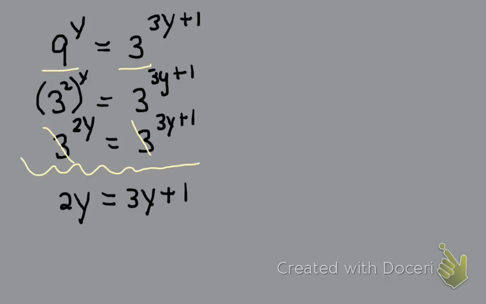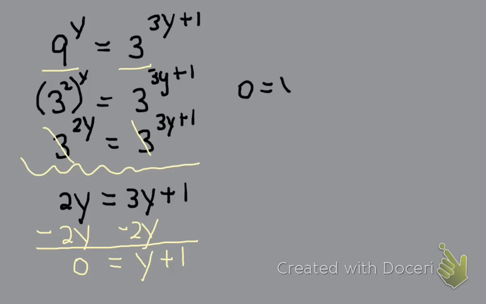And I want my y's on the same side of the equation. So I'm going to go ahead and subtract 2y from both sides. And the only reason why I did that is because I do not want a negative y, just because I'm lazy. So 2y minus 2y gives you 0. And 3y minus 2y gives me 1y. So I have 0 is equal to y plus 1. Well, I'm going to have to start over here because I've run out of room. So 0 is equal to y plus 1. We're going to subtract 1 from both sides. And now we're equal to negative 1 and y.